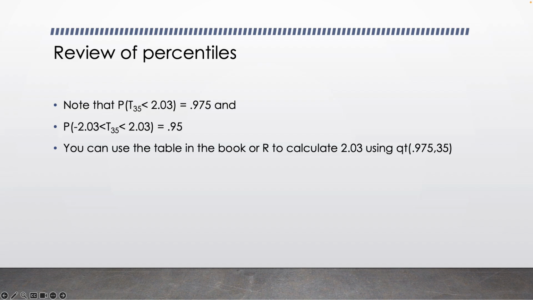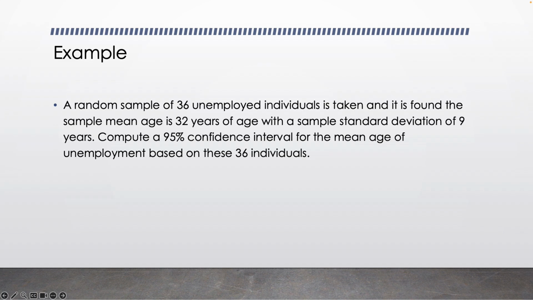Okay, so we could calculate the probability that a t-distribution with 35 degrees of freedom is between minus 2.03 and positive 2.03, and we would see that it's 95%. Now you could use the table in your book, you could use a program such as R, or you could use Python to verify this. The command in R here is this qt command. In Python it will be different, and you'll need to use the stats package.